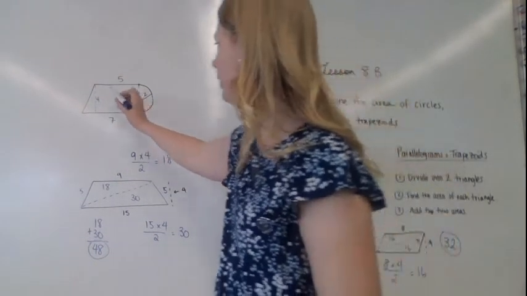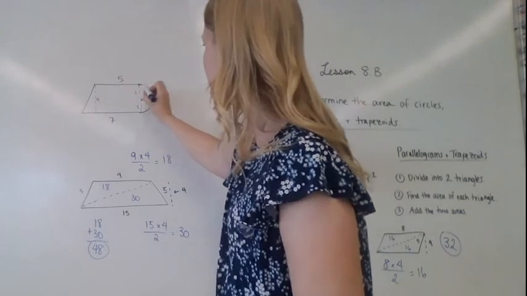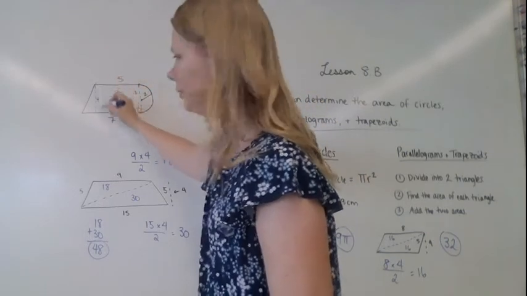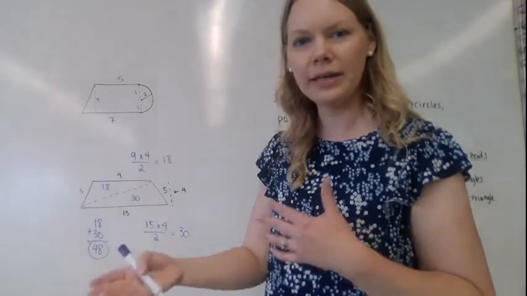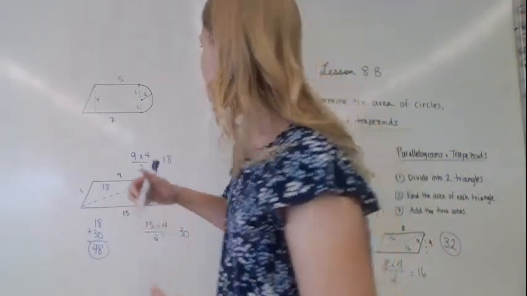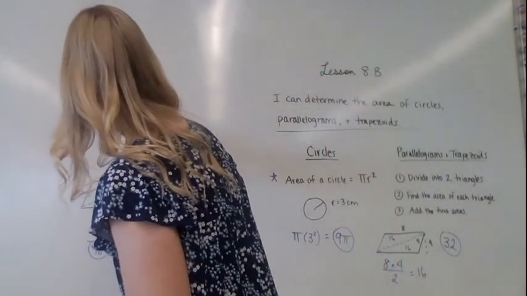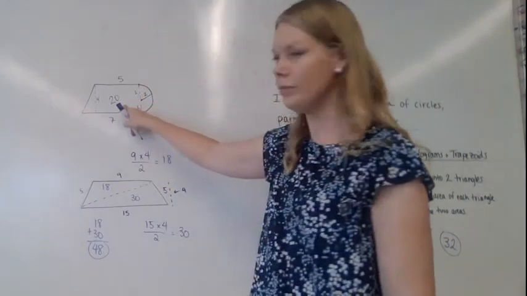So now we have our rectangle. The length is 5. The width is 4. We know our area formula for a rectangle is length times width. So 5 times 4, and we get 20 for the area of our rectangle.